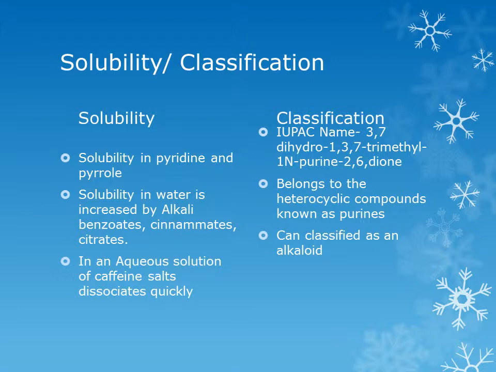Solubility and classification. The IUPAC name of caffeine is 3,7-dihydro-1,3,7-trimethyl-1H-purine-2,6-dione. It belongs to the heterocyclic compounds known as purines, and it can be classified as an alkaloid.